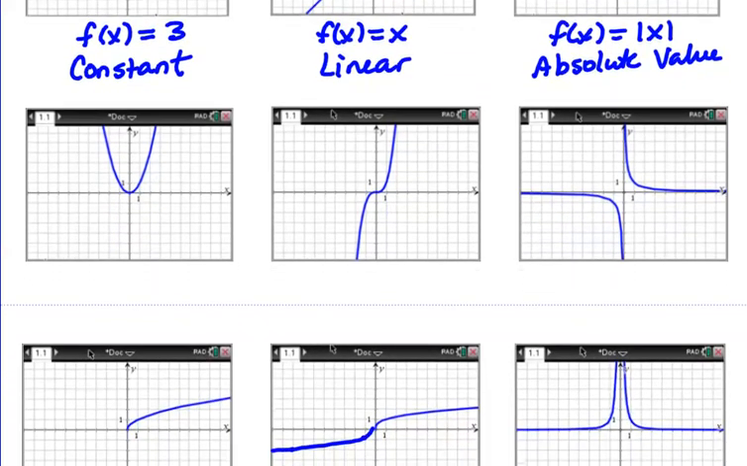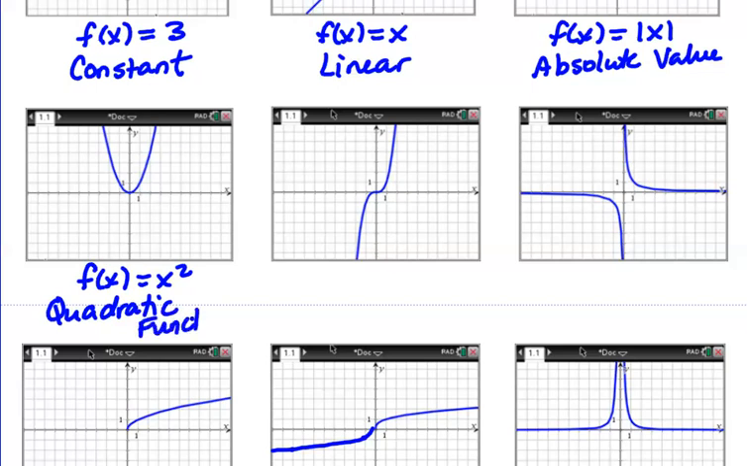The next function is f of x equals x squared and is a quadratic function. You may have also heard it called a parabola. The shape is a parabola, but specifically the name of the function is a quadratic function. This is f of x equals x cubed, and we call this the cubic function.